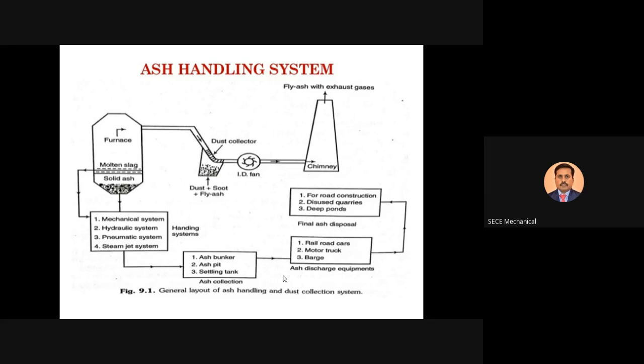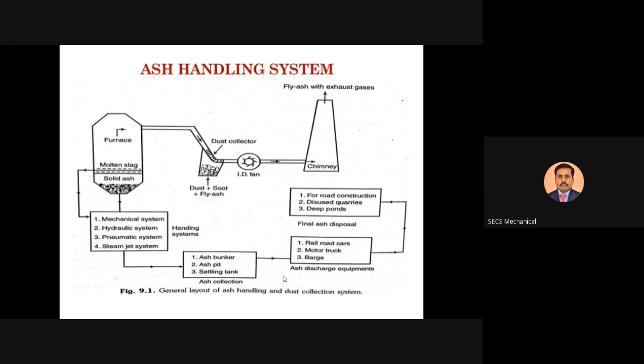The first ash handling system is the mechanical type system. The second one is called hydraulic. The third one is called pneumatic system, and the last one is the steam jet system. So these 4 systems are normally used for handling the ash in coal fired thermal power plants: mechanical, hydraulic, pneumatic, steam jet system.